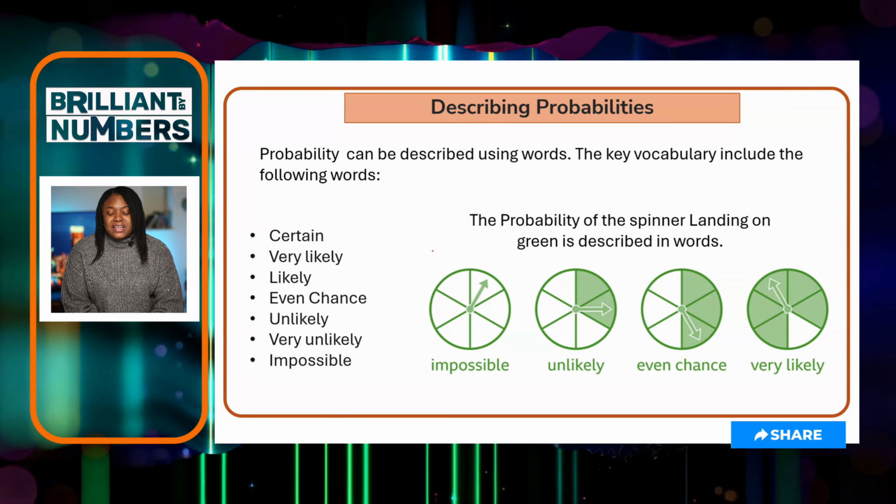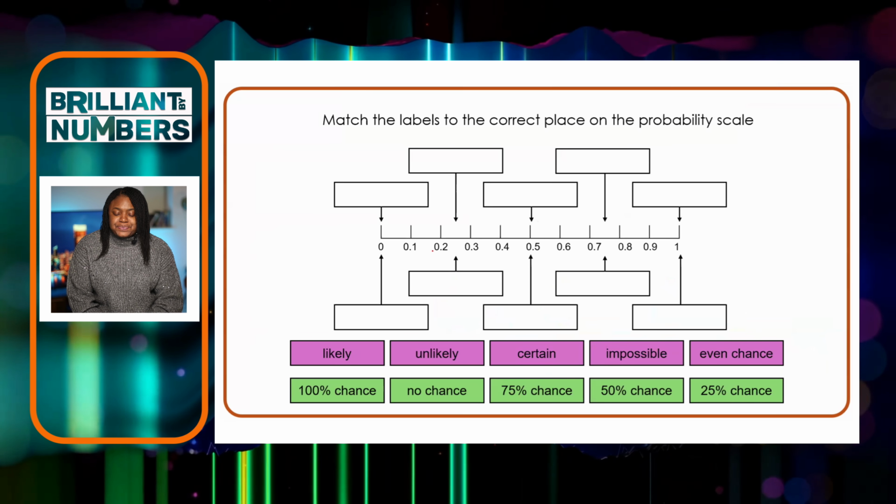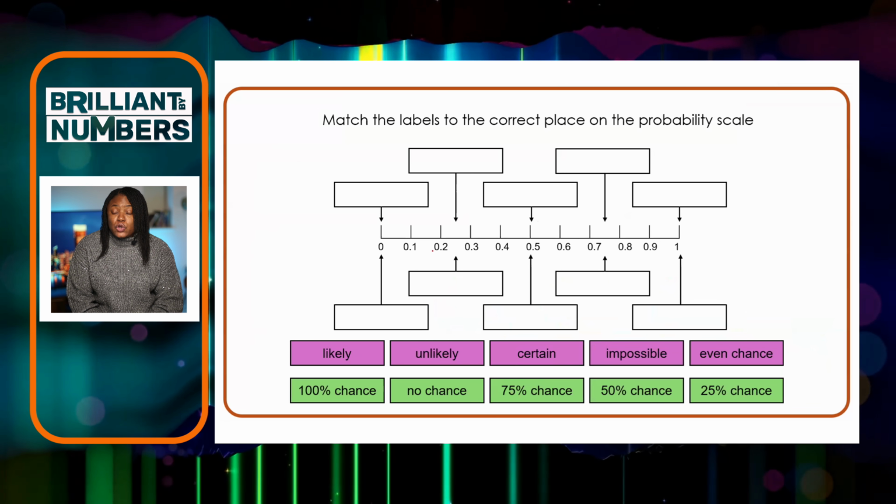And now we're going to look at the probability scale and how we can use those words and place them on the scale. We're asked here to match the labels to the correct place on the probability scale. Again, we talked about 0 being impossible and 1 being certain. Now we're going to look at where we put likely, unlikely, impossible, certain, and even chance. And then also we could put that in terms of 100%. So we're going to put the greens at the bottom of the scale and the purple ones at the top.